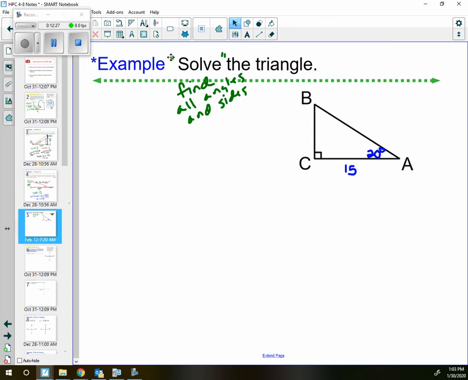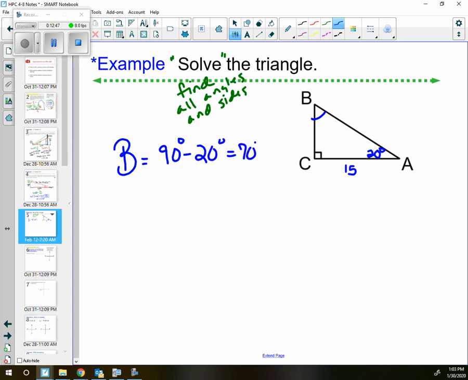So in this one, kind of nice, we already know angle A is 20 degrees. So the only other angle I need to find is angle B. Well, if it's a right triangle, and we know one of the acute angles already, how would you find angle B? Well, we're just going to subtract from 90 degrees, right? Those two other acute angles have to add to 90, so angle B would be 70 degrees. So if you know one of the angles already, it's pretty nice. Otherwise, you can use a trig ratio like we did in the last one.